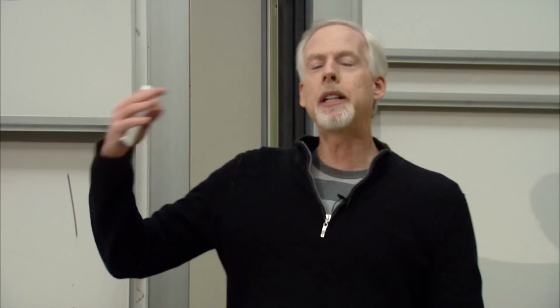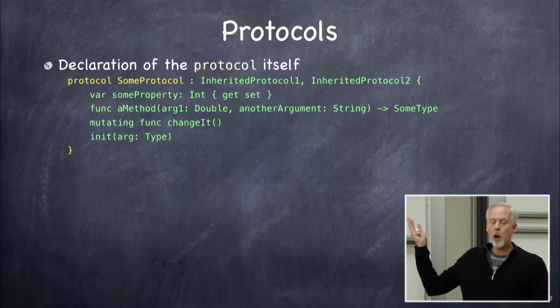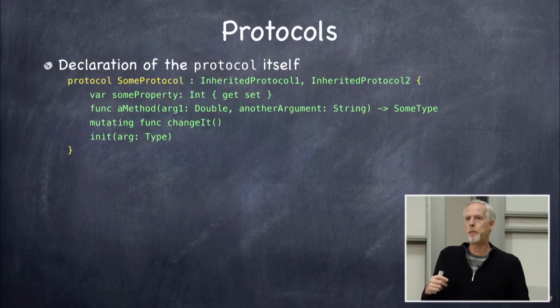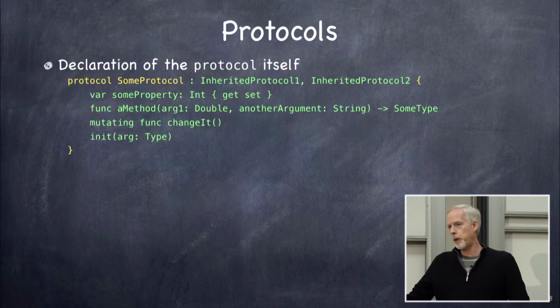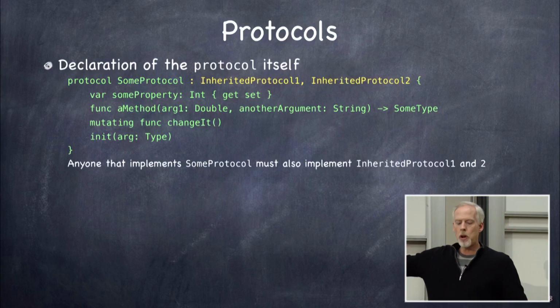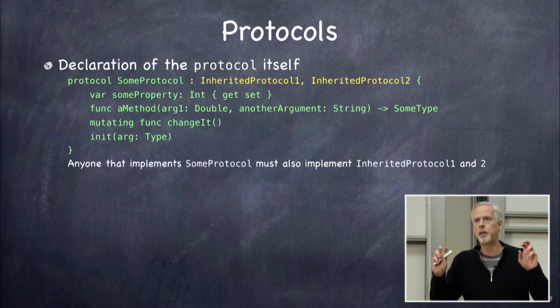Okay, so how do we declare a protocol? What does the syntax look like? Well, it looks a lot like declaring a class, okay? Protocol SomeProtocol. SomeProtocol is the name of that protocol, just like if you said class whatever, that would be the name of the class. Notice that there's also colon, InheritedProtocol1, InheritedProtocol2. Actually, there can be any number of these. These are the other protocols that SomeProtocol inherits. Okay, so there is inheritance in protocols.